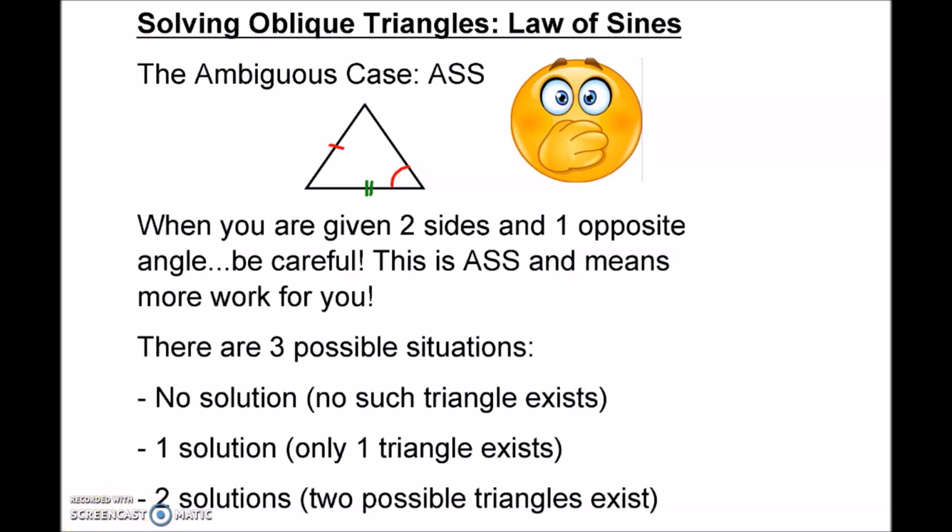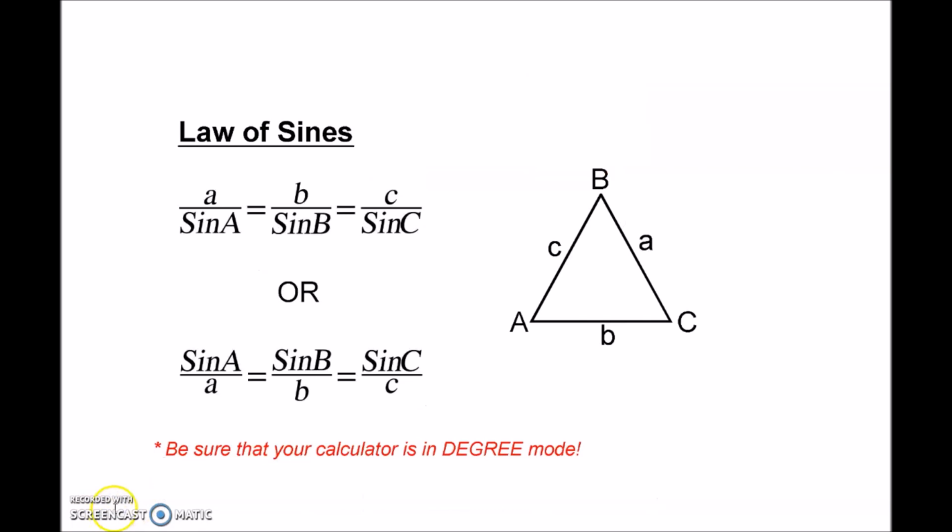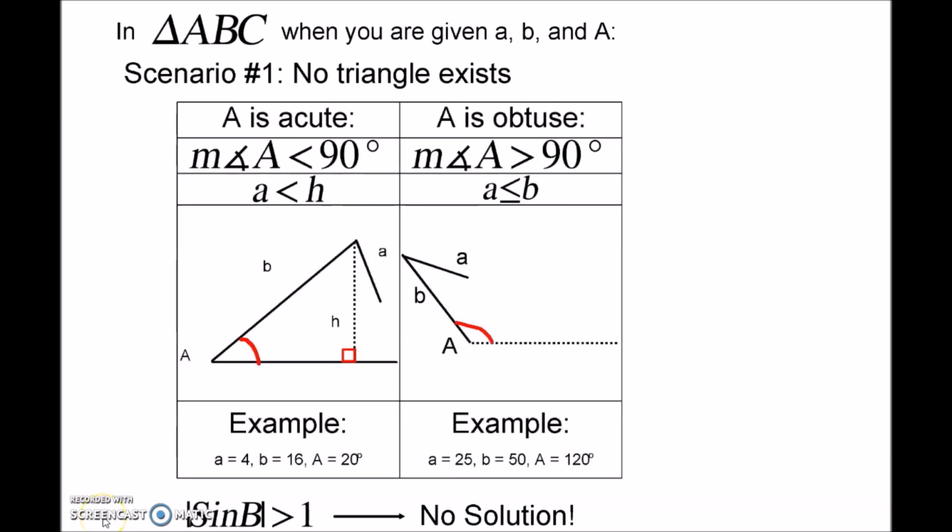But remember, we have our law of sines that's setting up our proportions between our angles and their opposite sides. Again, just a reminder, be sure your calculator is in degree mode. That causes all kinds of issues when it's not, so make sure it's in degree mode. So let's walk through each type of scenario. The first one is when no triangle exists.